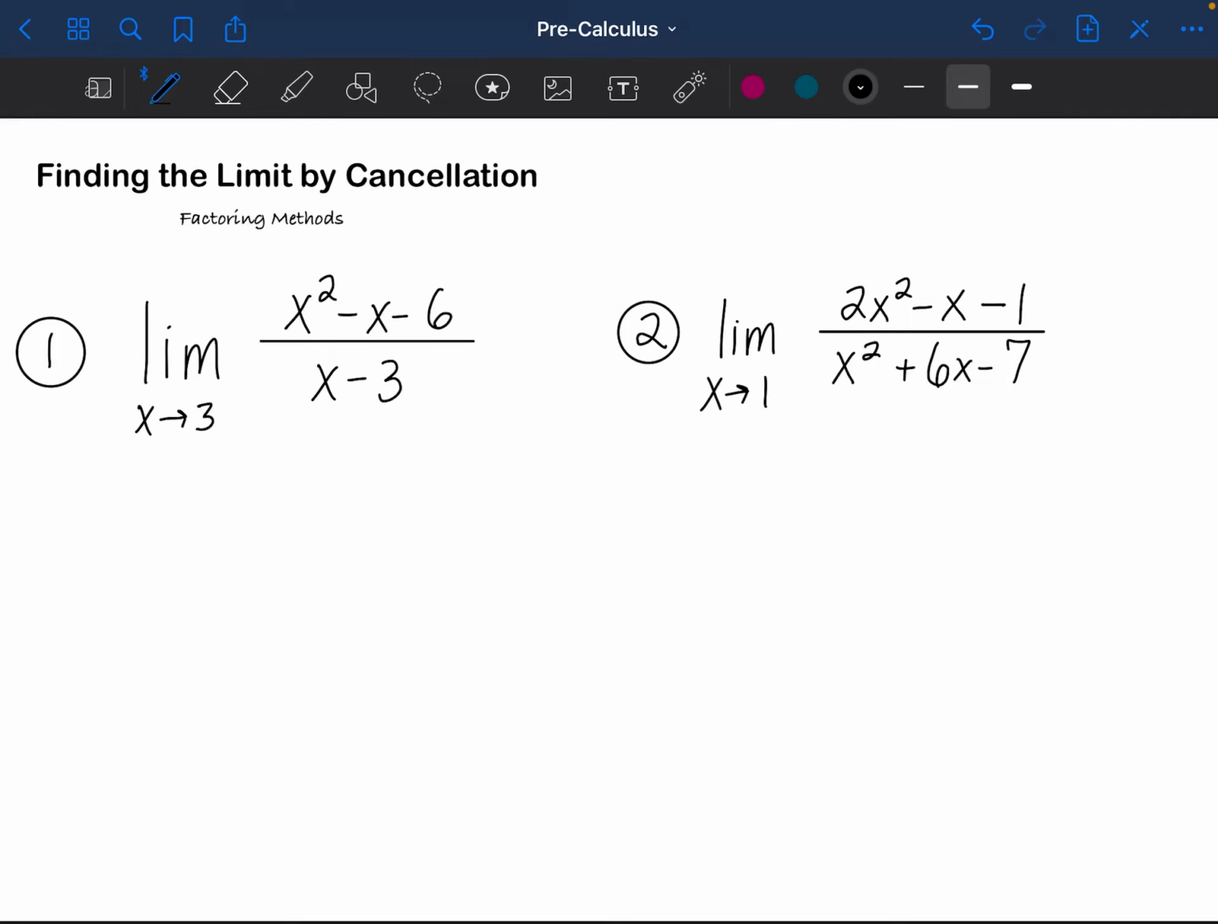Here we go. Let's find the limit by cancellation. In this one, we're going to utilize our factoring methods because looking at this first one, if I were to plug in 3, we would get 0 in the denominator, and 3 squared is 9, minus 3 is 6, minus 6 is 0. So what this one becomes is 0 over 0.